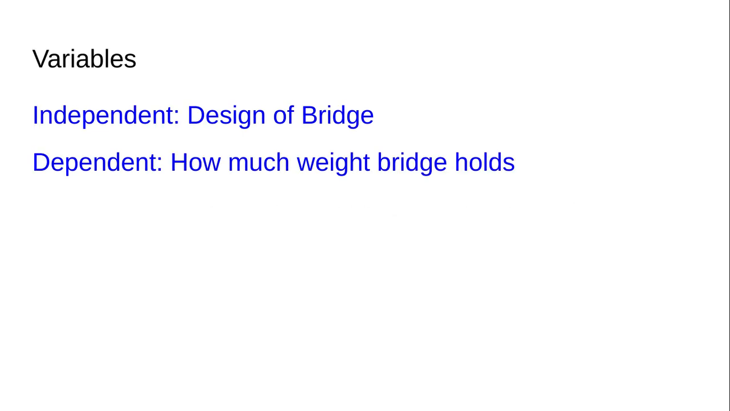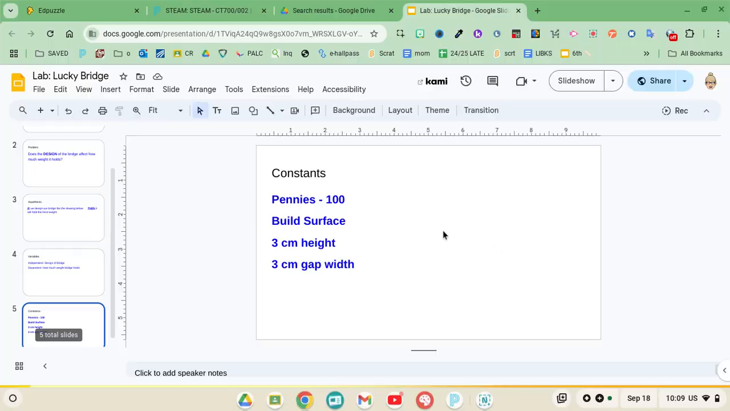Your variables: the independent variable is design of bridge, and the dependent variable is how much weight the bridge holds. The constants are pennies and the surface that we're building on, the 3 centimeters of height that your bridge must have, and the 3 centimeter gap in between the 2 or more columns that you create so that water can pass through. And that is the lab that you need to fill in.